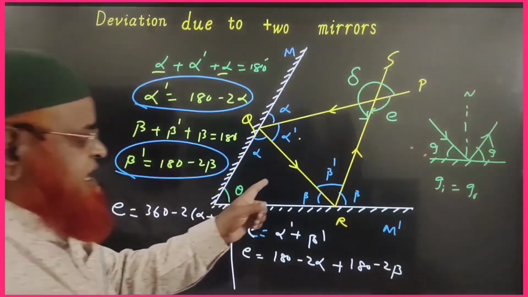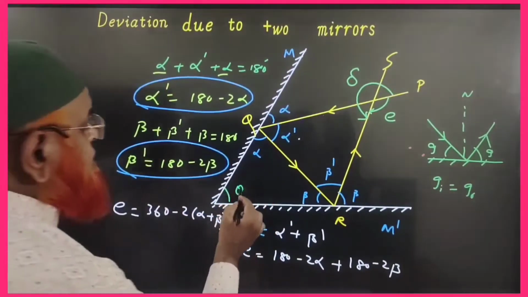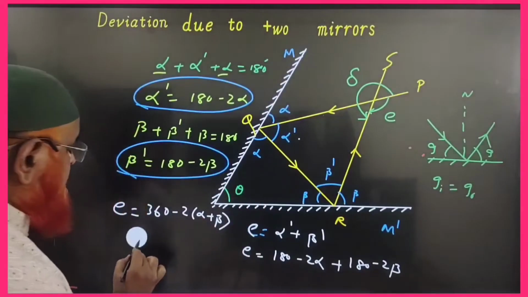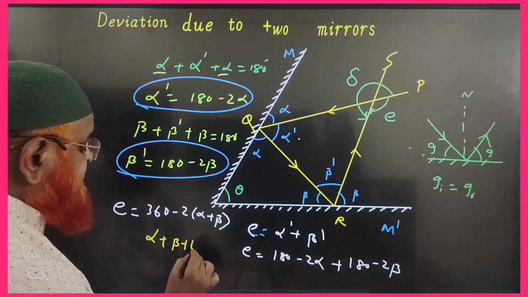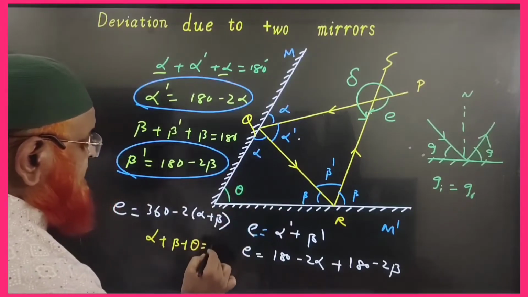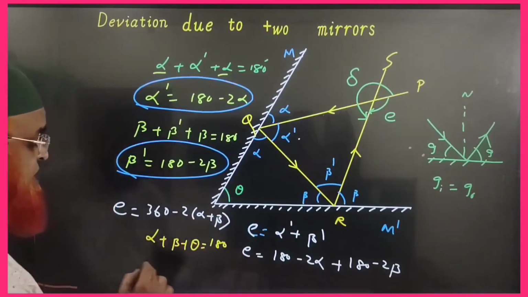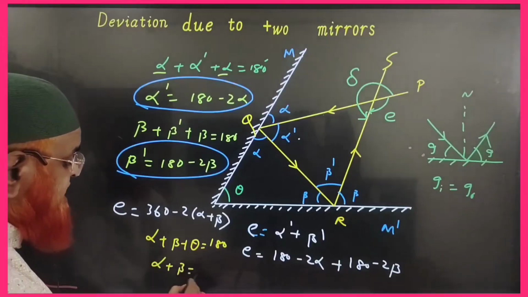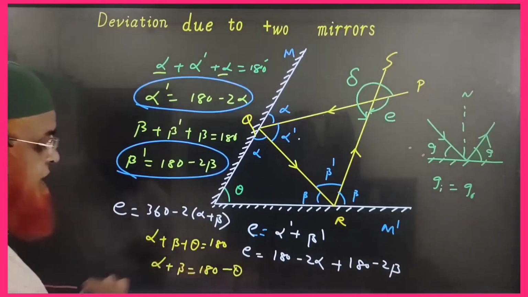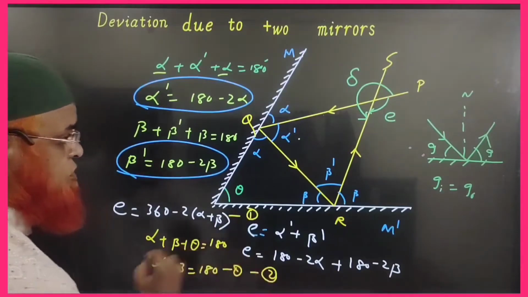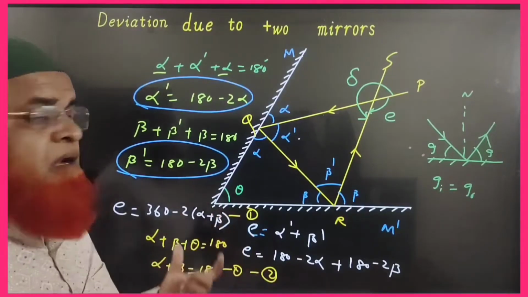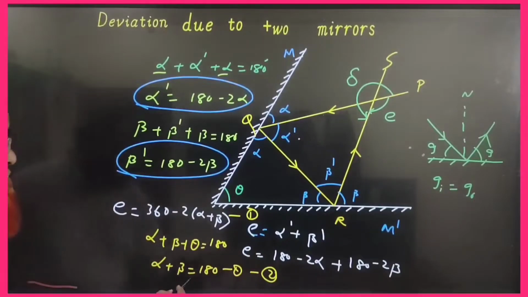If you consider this case, we all know alpha plus beta plus theta, these three angles, is going to be 180 degrees. So can I write alpha plus beta is equal to 180 minus theta? This is equation number 1, and this is going to be 2. I will substitute 2 in 1. Let us see what we are going to get.